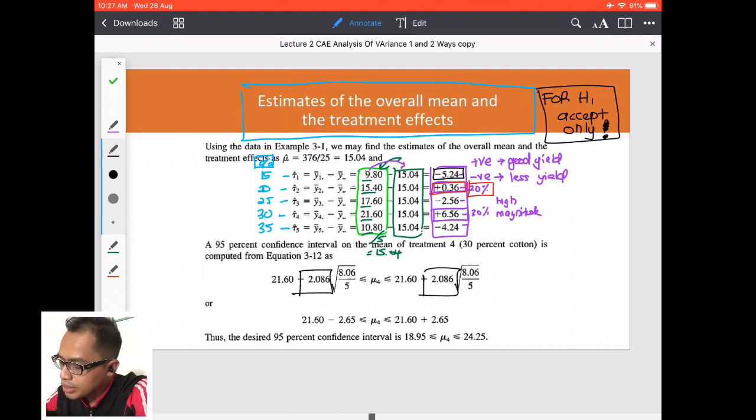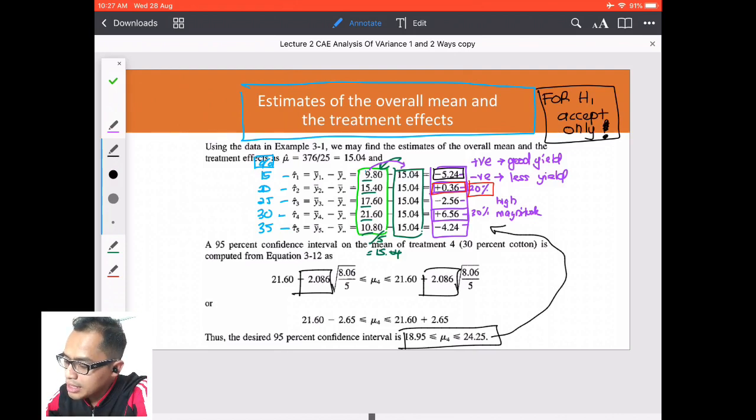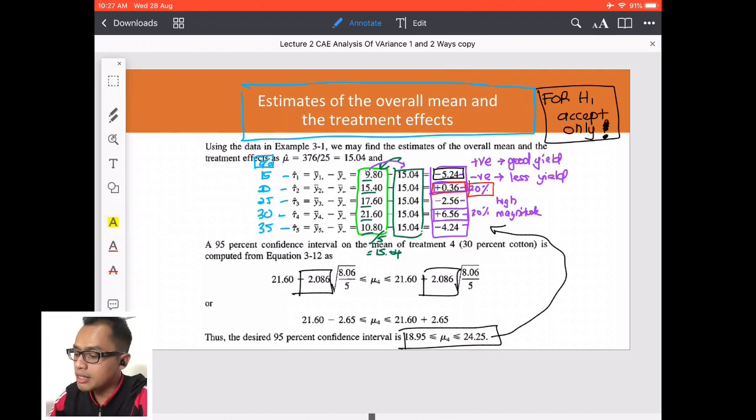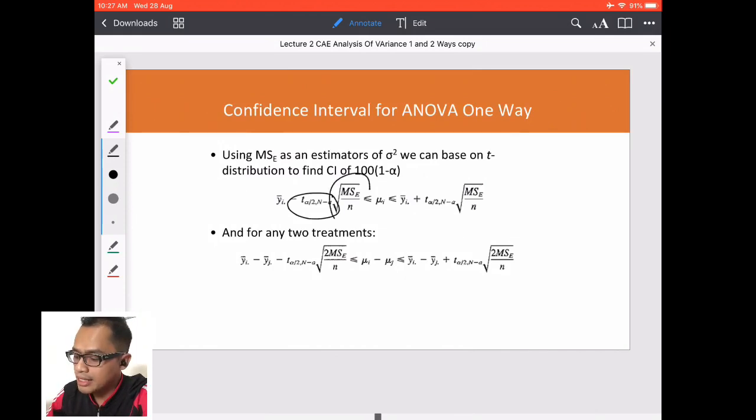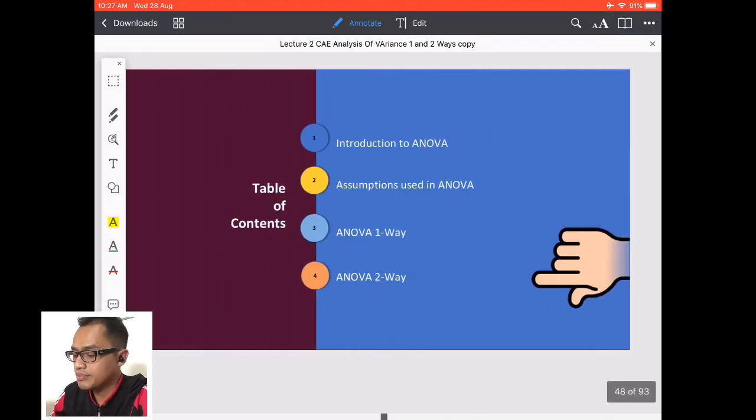All right. What does this mean? Take a look at mu4, which is the 30%. You can see the minimum amount of strength that you can get from mu4 is 18.95 pounds per square inch, and the maximum is 24.25 pounds per square inch. So the confidence interval will give you a range, or what is the best, or whatever you are looking for, all the positive and negative. What is the range of that treatment or level? Okay, so this is the ANOVA 1-way equation for the confidence interval. You can see here it takes from the t-test, and this data comes from the f-test. If you are still confused, we're going to see this in the tutorial sessions. No worries. Right, that's it.